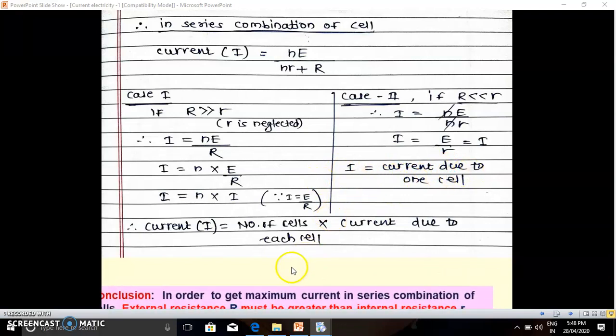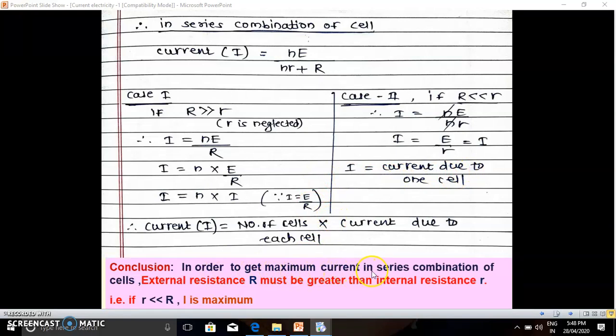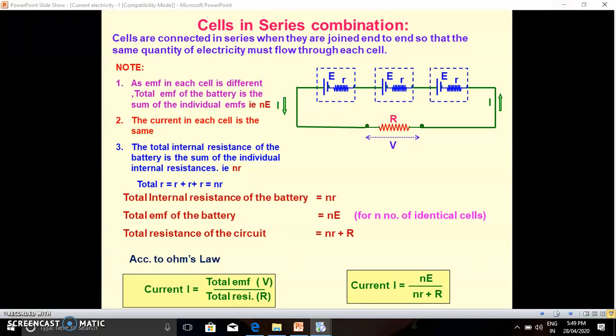So here we can conclude that in order to get maximum current in the series combination of cells, external resistance R must be greater than internal resistance, that is small r. Then only the current will get maximum, because then we multiply the number of cells into the current due to one cell. So hope you understood. Only one thing you have to remember: if you want maximum current in series combination, then your external resistance should always be greater than internal resistance, then only you will get maximum current.